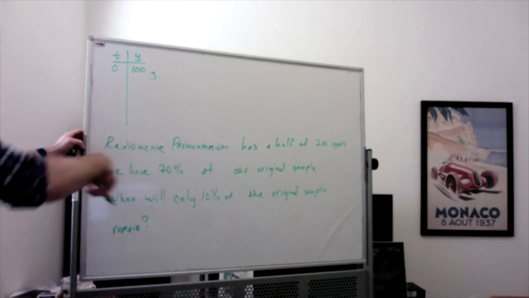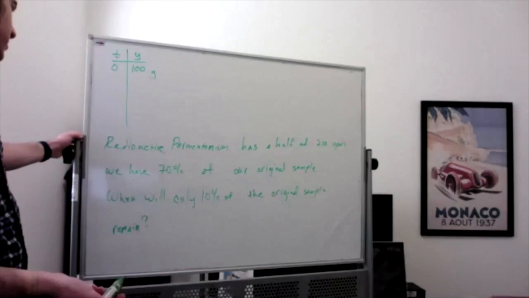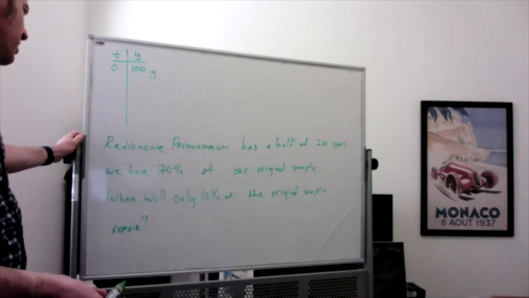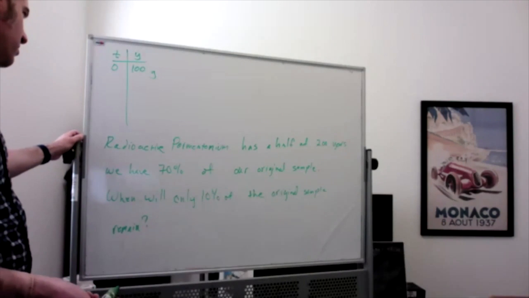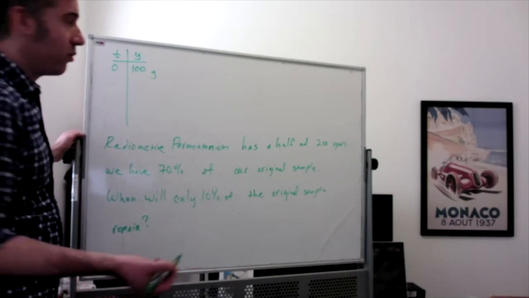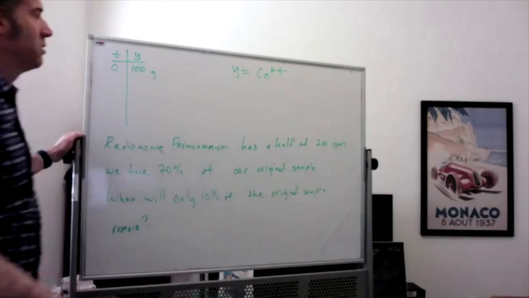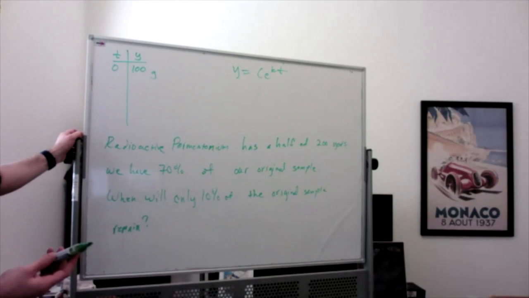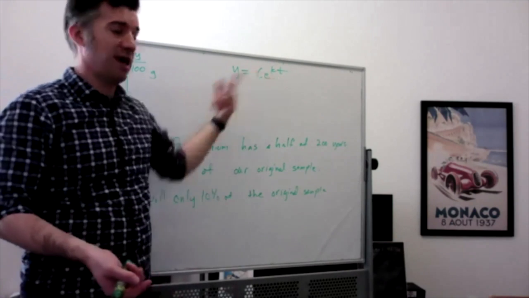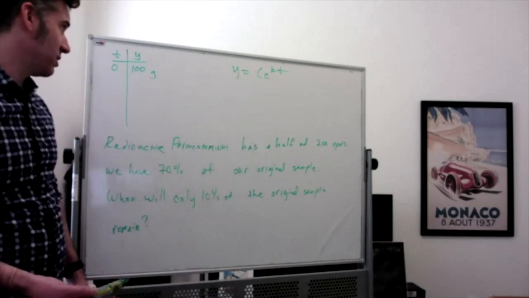And then I'm going to use this information to, you know what I forgot to do? No, I guess I've given enough information here. So we need to figure this out. When I say we need to figure this out, what I mean is we need to figure out what the C and the K are, so we have the model, so that then we can figure out when there's only going to be 10% left.